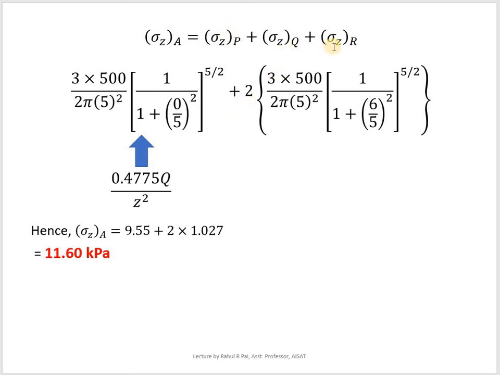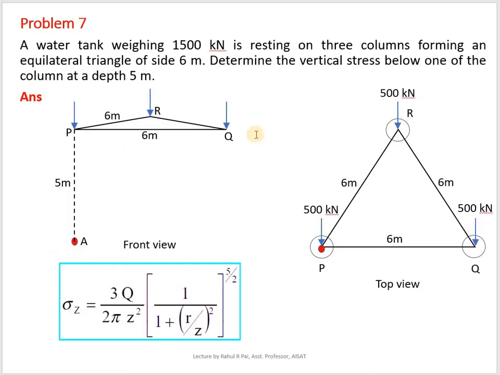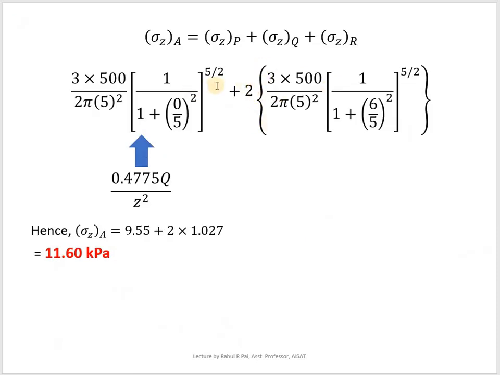So substitute that, and you get the value for this particular load P. Now this and this are the same. Why? Because the r value is the same. Here it is 6 meter, here it is 6 meter. So you just take it as a single term and multiply with 2. So Q you know, Z you know, r is 6. Direct substitution, and you find sigma z at A is equal to, for sigma zP it is 9.55, and the influence of these two, which are 6 meter away from that point, is obviously less. It is 1.027 into 2. So this will be the final answer, 11.6 kPa.